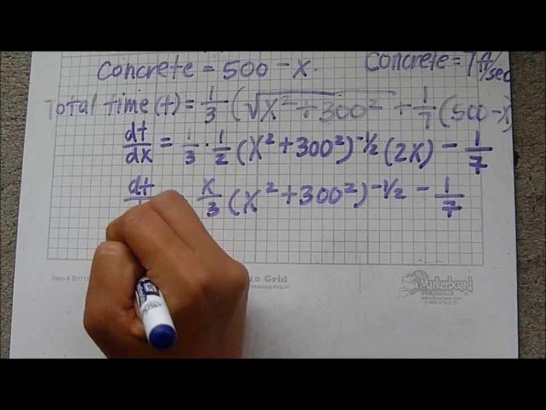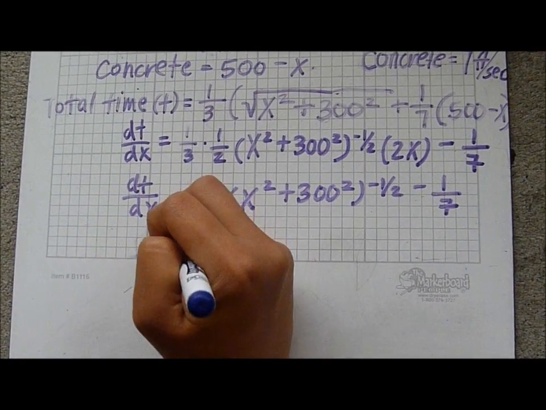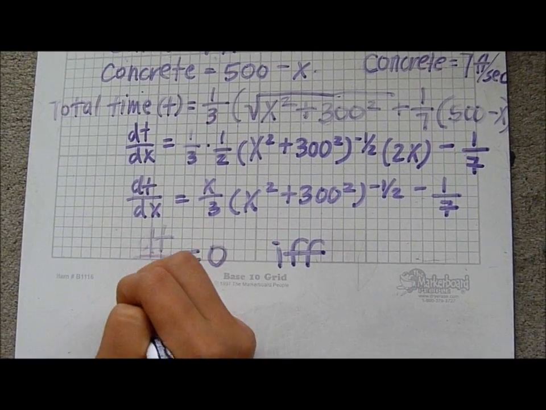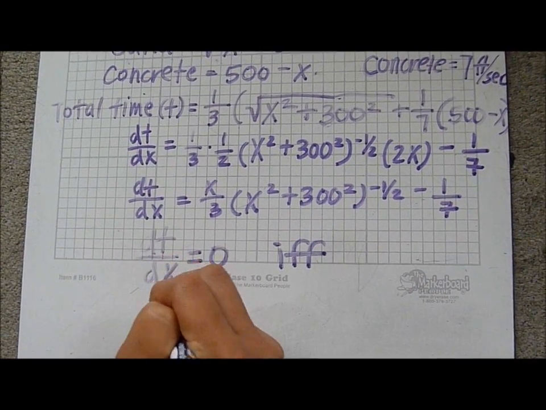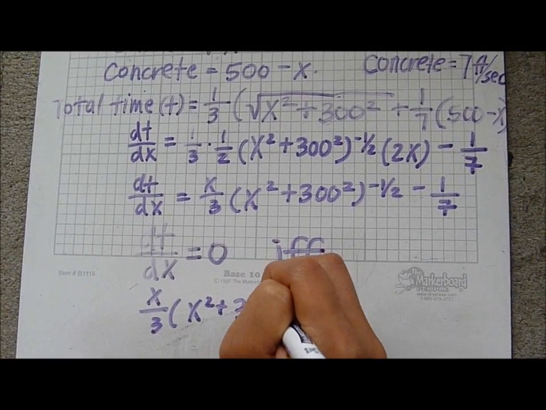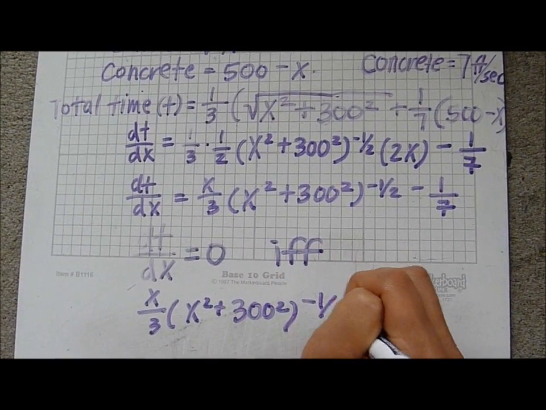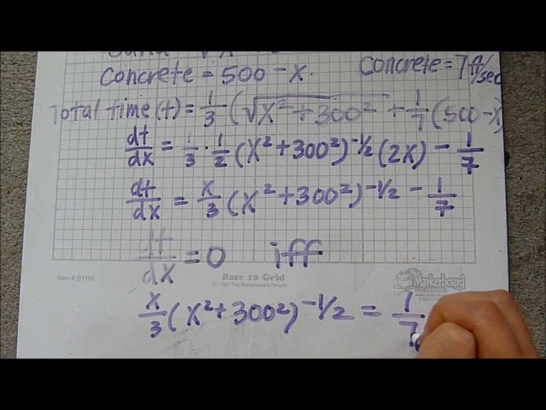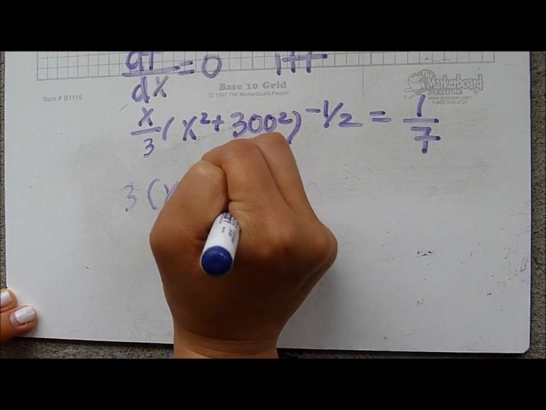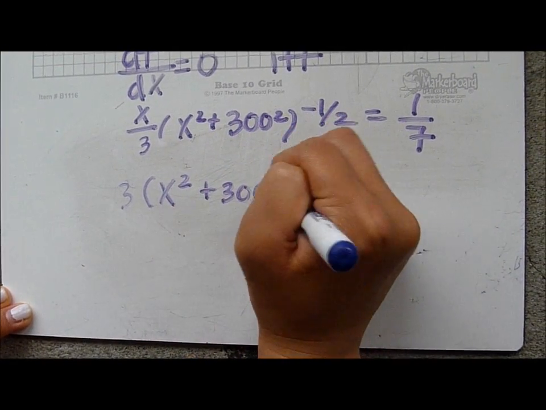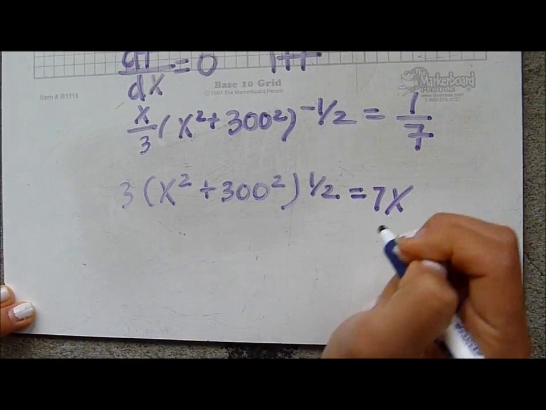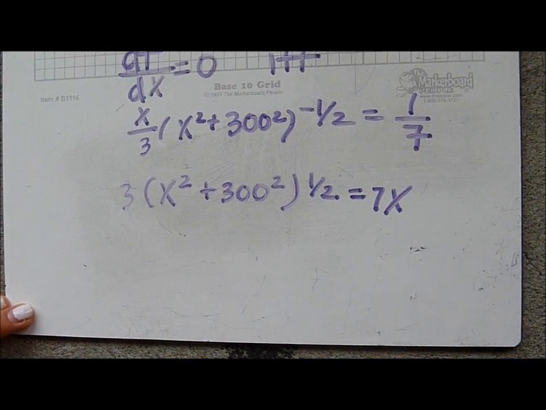To find the minimal distance, dt over dx must be equal to 0, if and only if x over 3 times (x squared plus 300 squared) to the negative 1/2 is equal to 1/7. Next, you multiply by the reciprocal and end up with 3 times the quantity x squared plus 300 squared to the 1/2 power is equal to 7x.